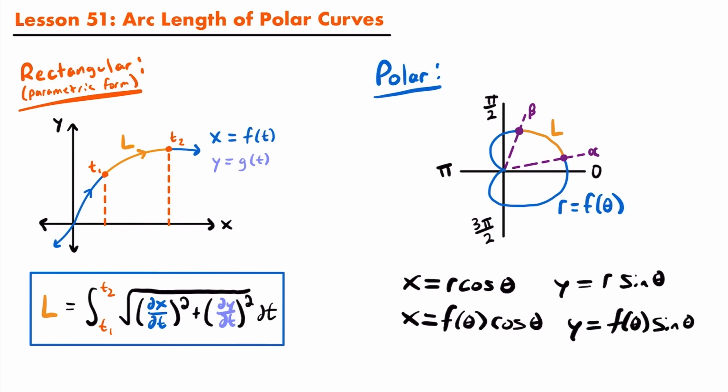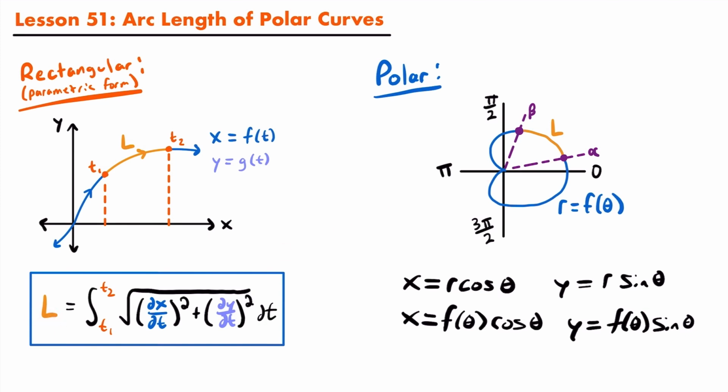And now what we have are a pair of parametric equations that represent this polar curve. We have a parametric equation for x in terms of a parameter theta, and we have a parametric equation for y that is also in terms of that parameter theta. So what we can do is use this pair of parametric equations to set up a definite integral that will represent the arc length of a polar curve.